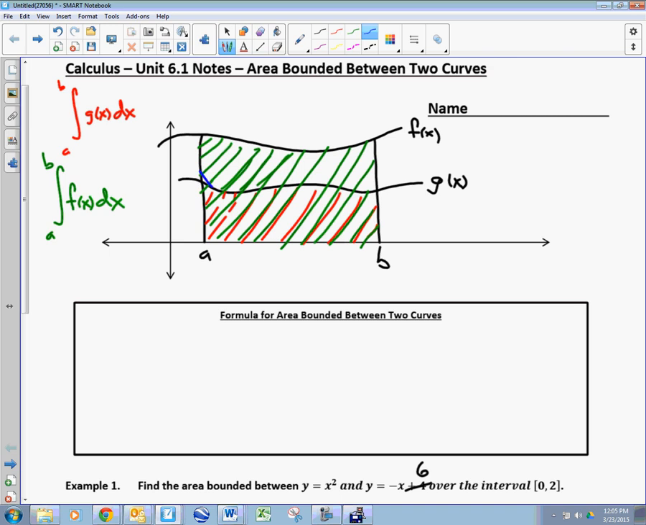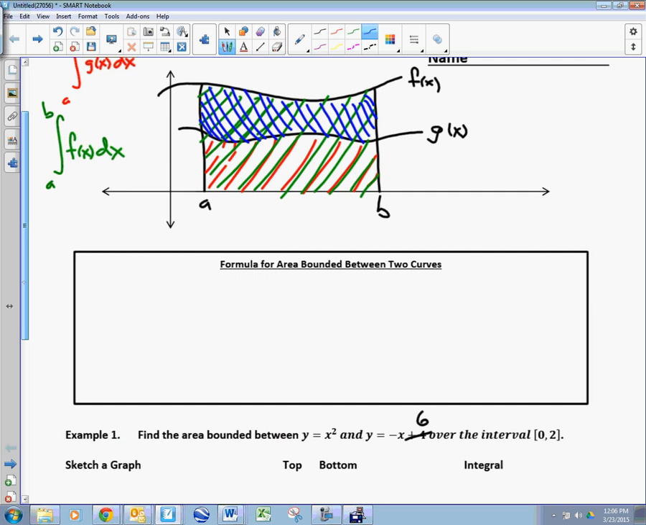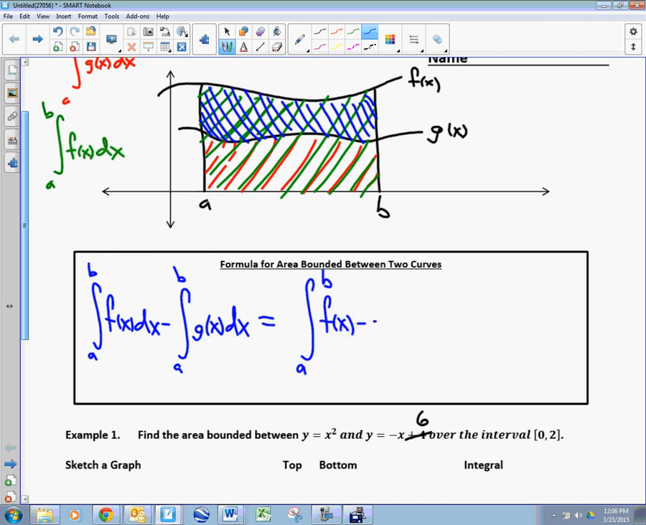So what would I do in order to get the blue area? Yes, I would subtract the two areas, g of x from f of x. And so, if you wanted to find the blue area, you would take the integral from a to b of f of x dx minus the integral from a to b of g of x dx, which is the same thing as the integral from a to b of f of x minus g of x dx.